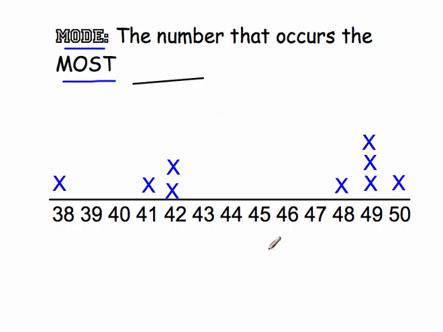As I take a look at my line plot, I see that there is one number that happened the most often in his time tests. Can you find that number? You should have said number 49. The mode in this set of data is number 49. He got 3 scores of 49. That's the most scores he got of any number.